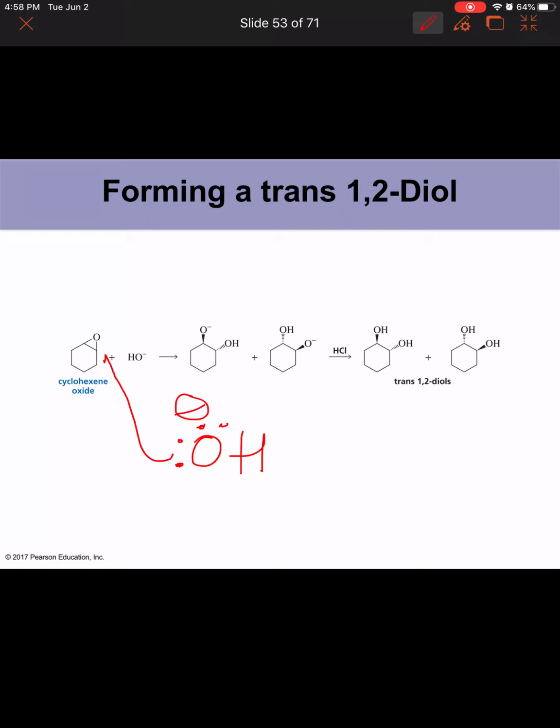So this goes and attacks one side, and then the carbon-oxygen bond opens up. So hydroxide is going to come from one side and the oxygen will open up on the other side. So you will see a trans form. Okay, and you can actually have a mixture because it's not only this side, it can also attack from the other side. So you will have a mixture, but both of them are going to be trans diols. And when you add hydrochloric acid, you pick up the hydrogen and then become trans 1,2 diols.